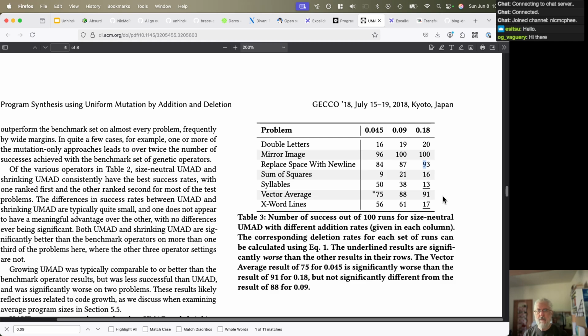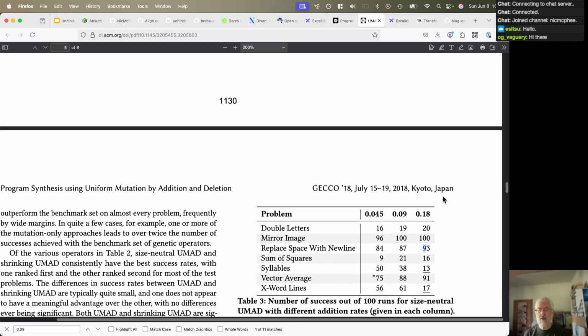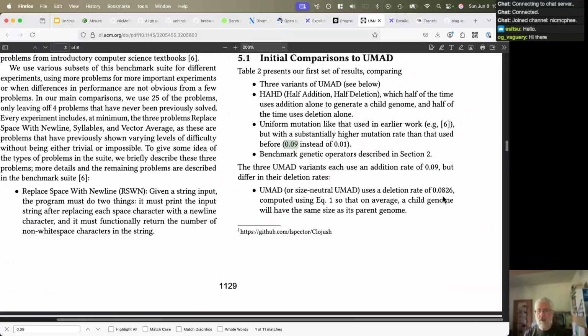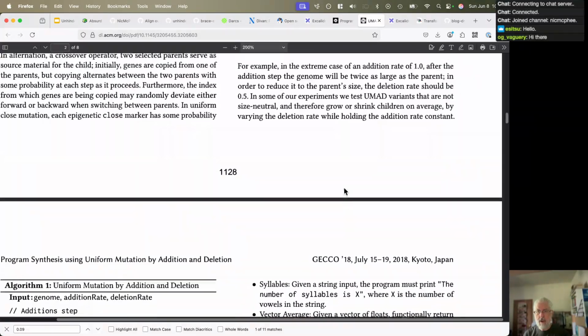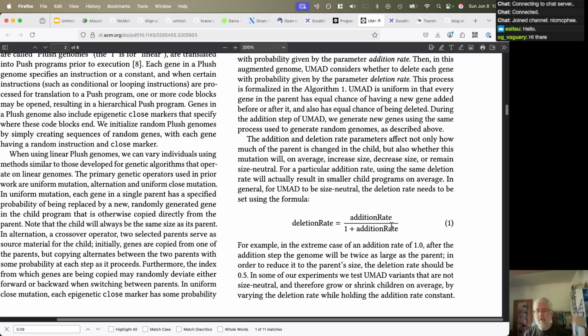Well, hello, Vagary. We're discussing a gap in the implementation of UMAD in the unhindered-ec project. In particular, this is the UMAD paper. Let me scroll back to here. The deletion rate, if you want on average the sizes to not change, should be addition rate over 1 plus addition rate. We never actually implemented that.